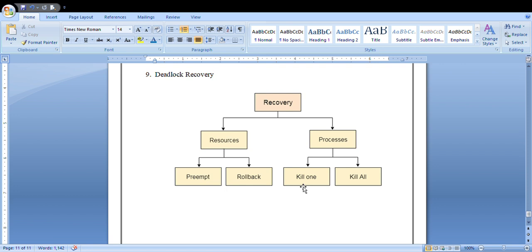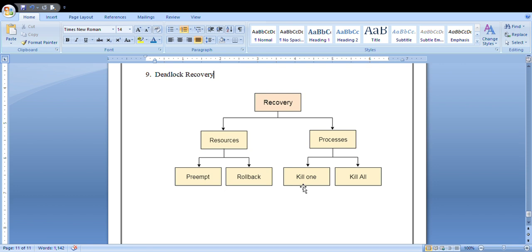Once the process enters the deadlock condition, you will roll back that operation. It is nothing but going one step back. By this, you can avoid the deadlock situation.